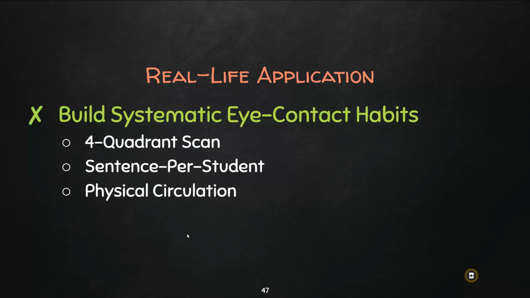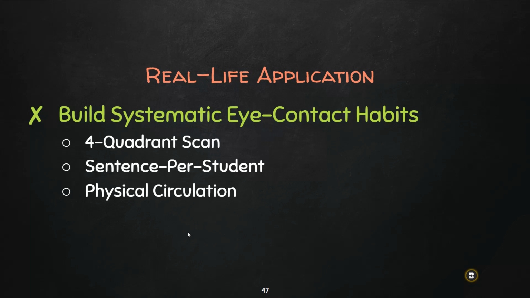The eye contact plan started the same way with a visual analysis of the video. AI suggested several strategies to solve the problem. The first was to perform a 4-quadrant scan, mentally divide the room into 4 zones. During any explanation, finish 1 complete sentence while looking at zone 1, then move on to zone 2, etc.